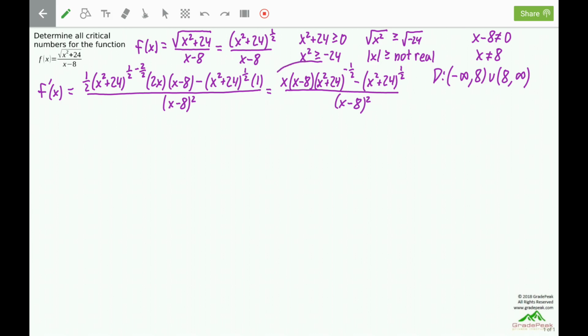The first term in the numerator has an expression that is a negative power, so it can move to the denominator of the first term to become a positive power. The x and the x minus 8 will stay in the numerator. And the x squared plus 24 will move to the denominator to become a positive 1/2 power.